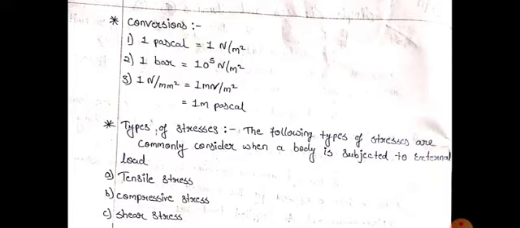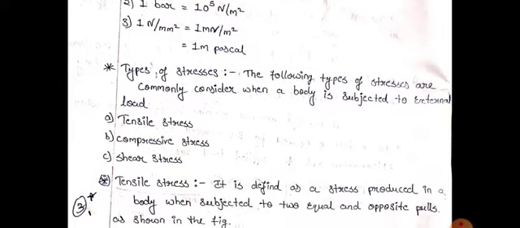And what is 1 bar? 1 bar is equal to 10 raised to 5 Newton per meter square, and 1 Newton per mm square is equal to 1 mega Newton per meter square, or it may also be written as 1 megapascal. Why is it written 1 megapascal? Because 1 Pascal is equal to 1 Newton per meter square. So these are the conversions. During the problems we will discuss this deeply.